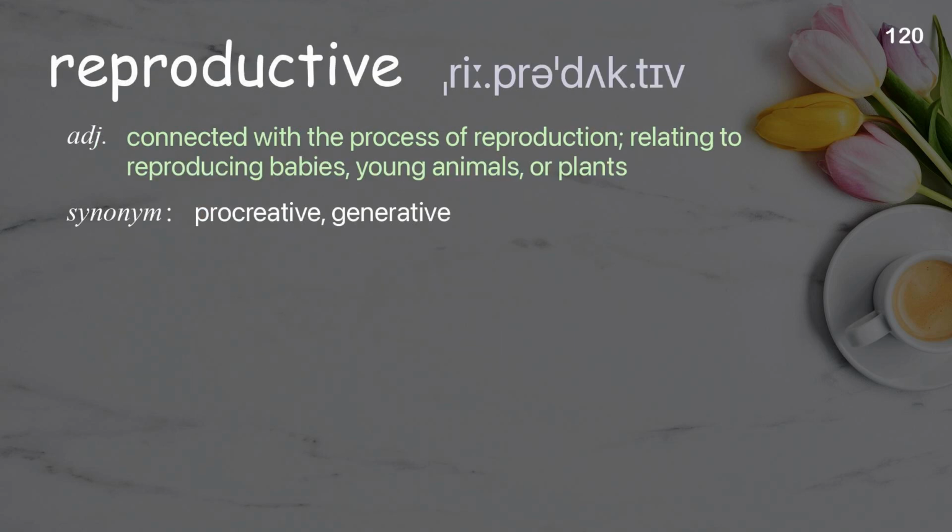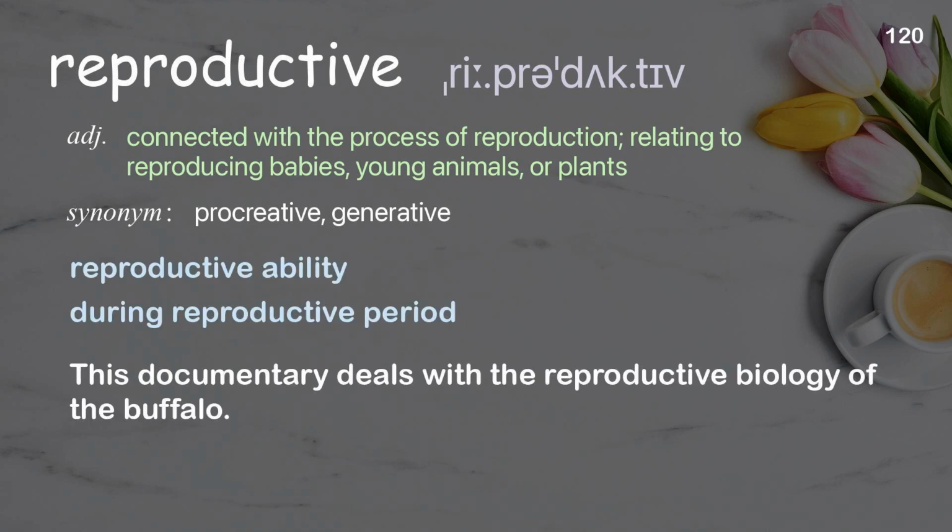Reproductive. Connected with the process of reproduction, relating to reproducing babies, young animals, or plants. Examples: Reproductive ability. During reproductive period. This documentary deals with the reproductive biology of the buffalo.